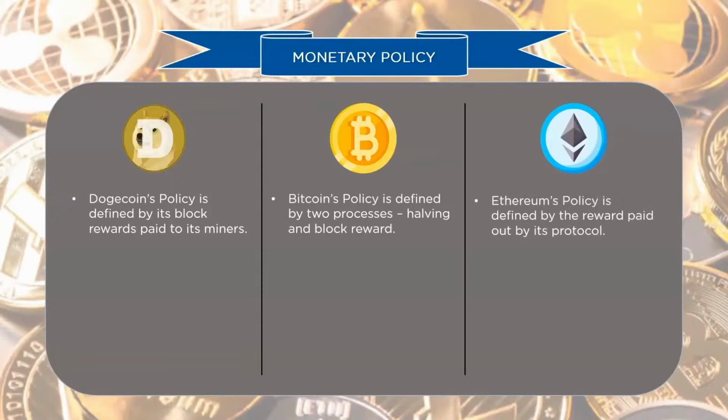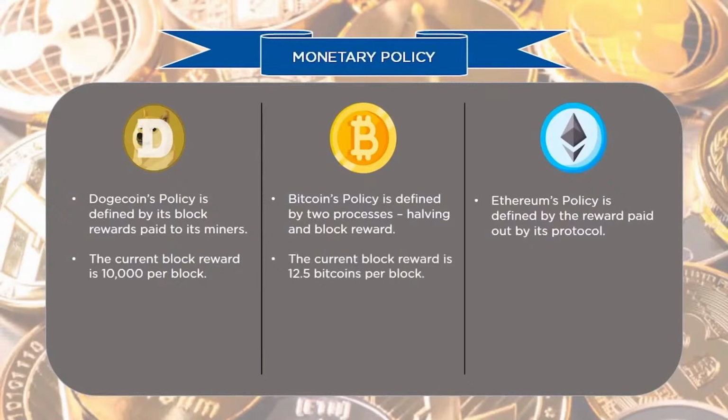And Ethereum's policy is defined as minimum issuance to secure the network. That is, there is a constant trade-off between the transaction speed and security. Dogecoin's block reward is 10,000 for mining one block. Bitcoin's block reward is 12.5 for mining each block, which is set to get reduced to 6.25 by 2024. And Ethereum's block reward is 2 Ether per block.